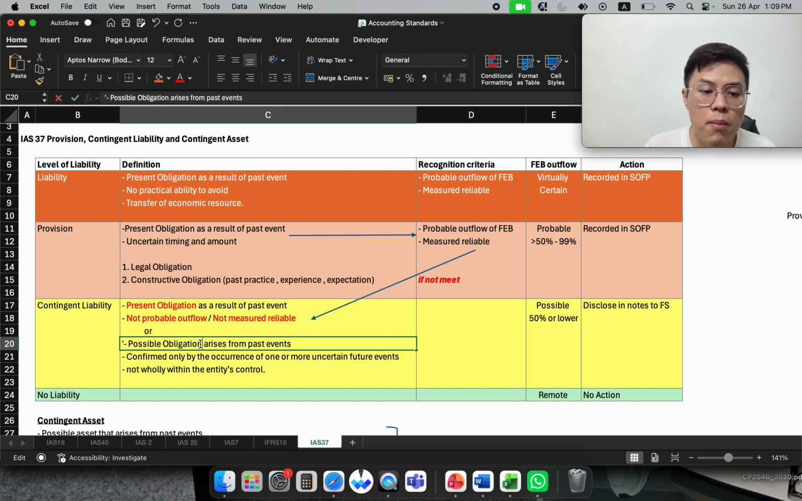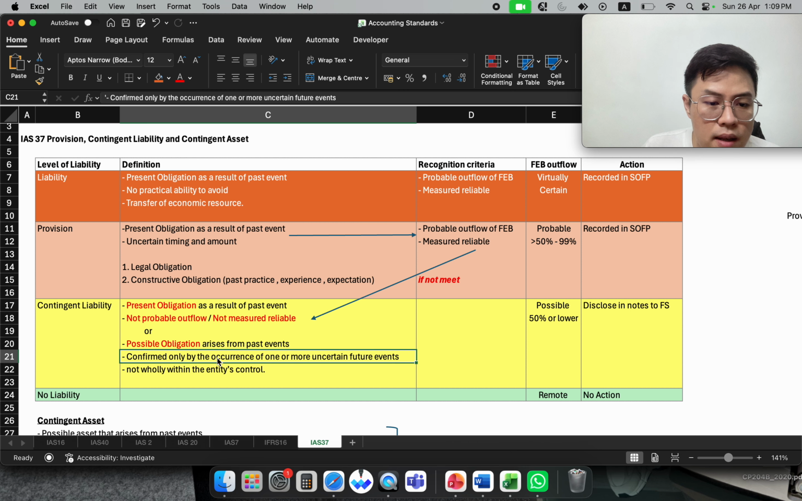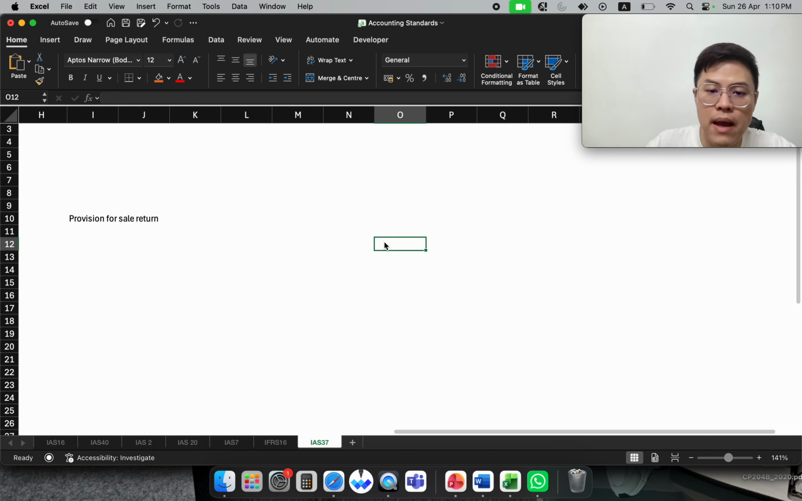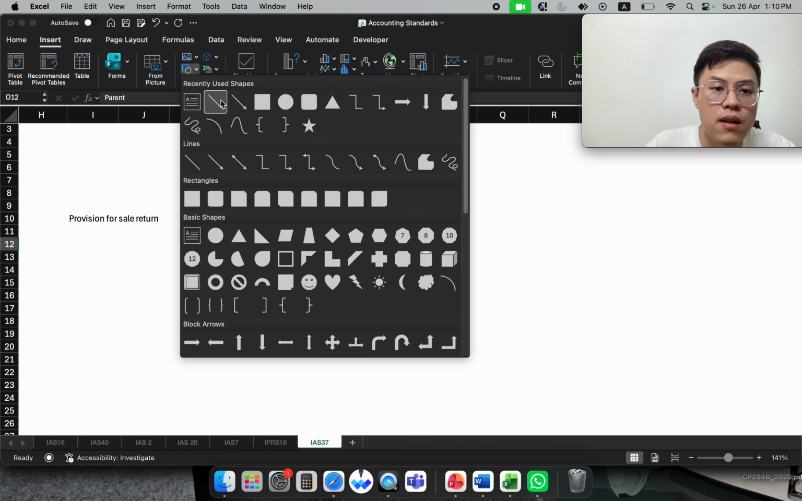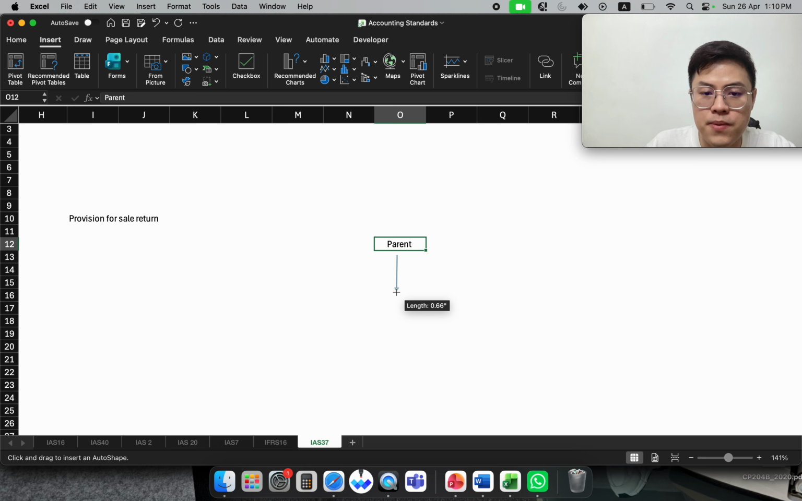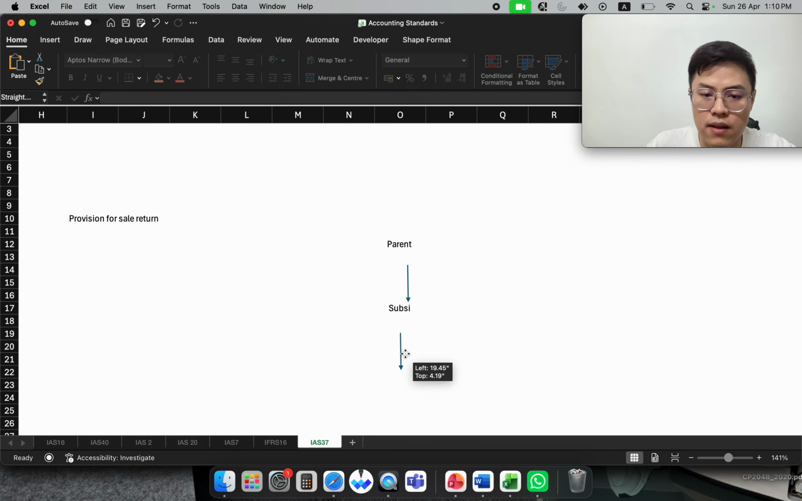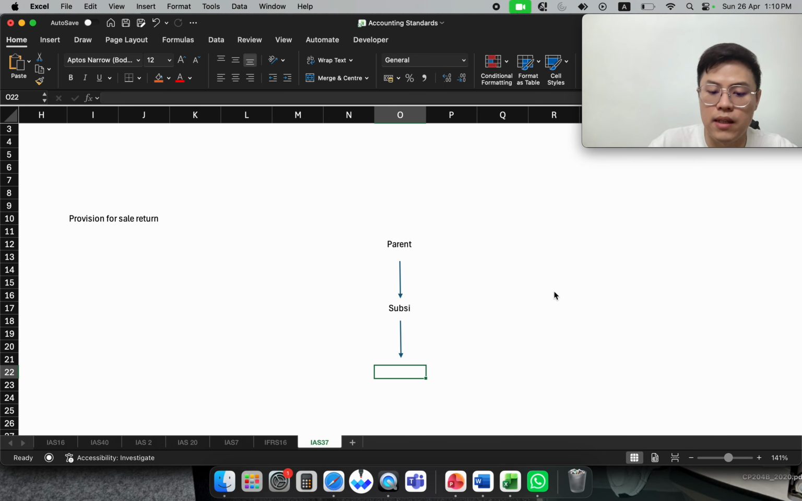Another definition is possible obligations. A possible obligation means something that might happen. It is not a present obligation; it is a possible obligation confirmed by the occurrence or non-occurrence of a future event not wholly within the entity's control. I give you a very simple example, a guarantee. Let's say your parent company is behind the subsidiary, and the subsidiary is signing a loan contract with the bank to borrow money.